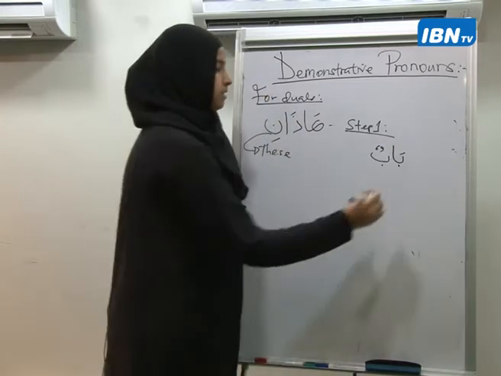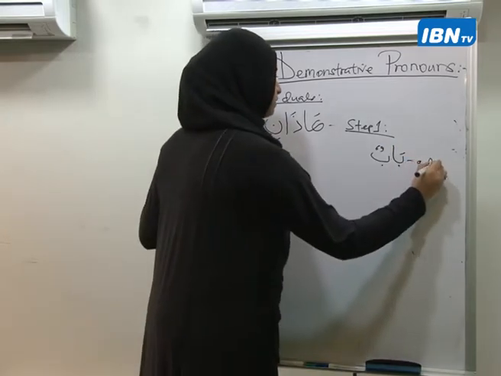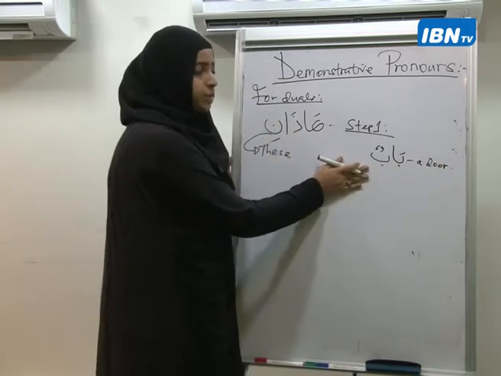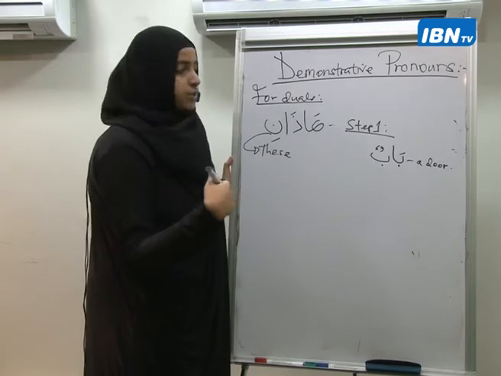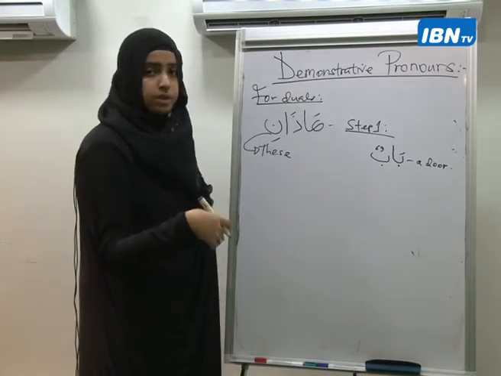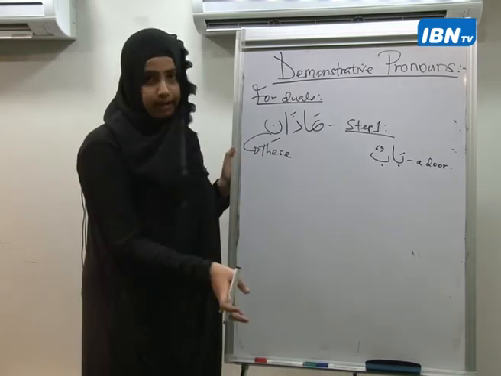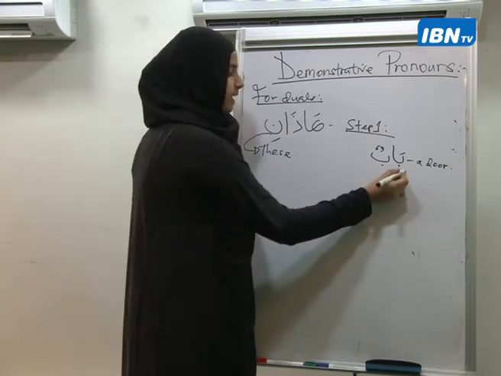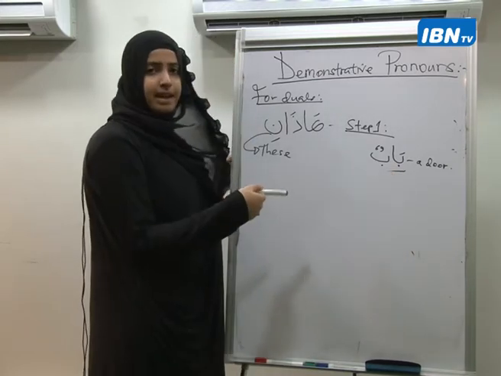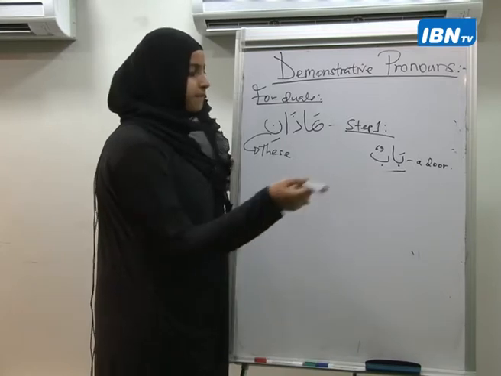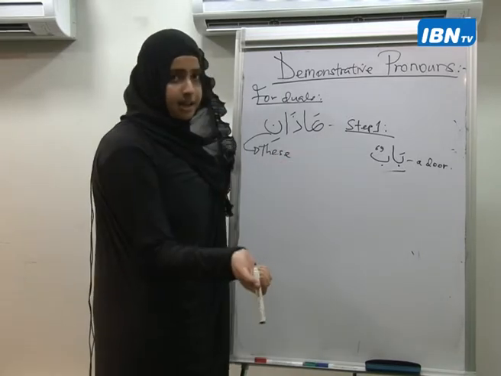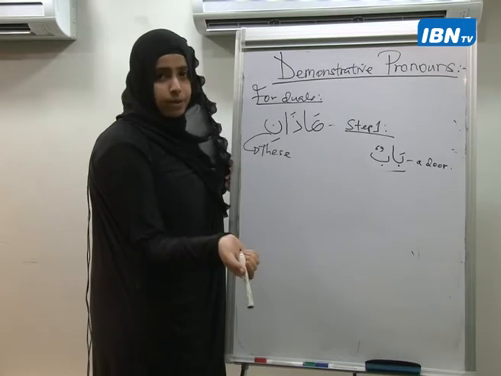Babun means a door. Now I'm going to convert this into dual. I'm going to change this into 2 doors. So how am I going to change it into 2 doors? First of all, I have to identify the noun, right? So I'm going to identify, is this a masculine noun? Is this a mudhakkar or is this a muannath? This word is a mudhakkar. This word is a masculine word.